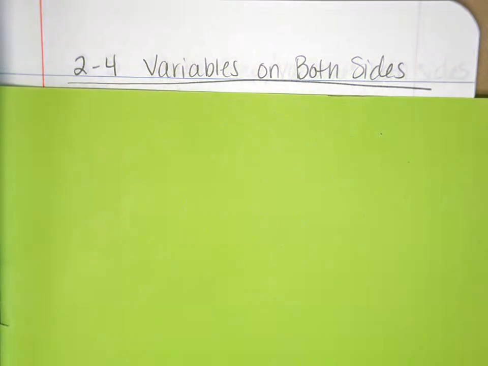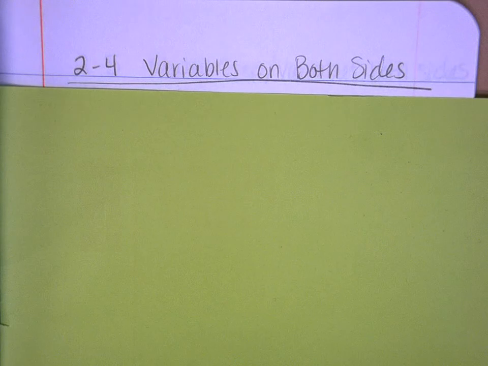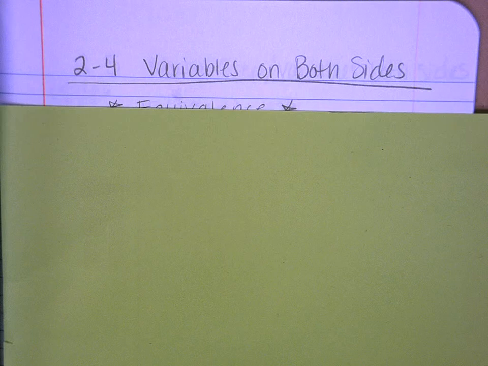I'll go with dog. All right, so this is 2-4. We'll call it B since we did 2-4 last week. 2-4B. Variables on both sides. Variables like, you know, the A, B, C, D's, all those, X and Y.